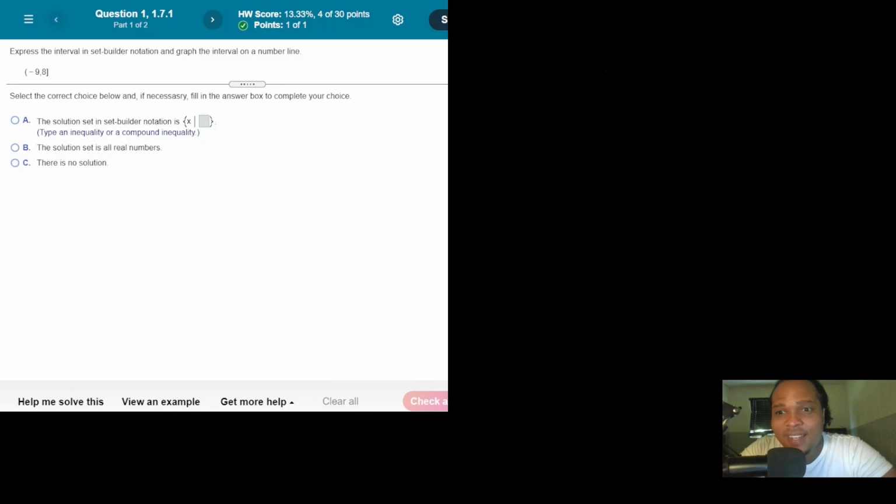Okay, so we have the last section of this unit. It's been quite the journey, right? Let's go ahead and start solving this thing. Okay, so it says express the interval in set builder notation and graph the interval on a number line. So believe it or not, it's not that bad.